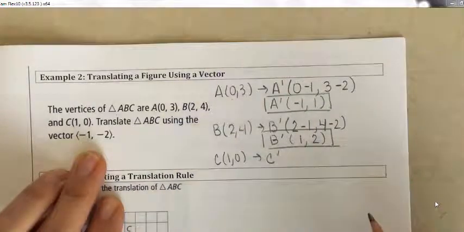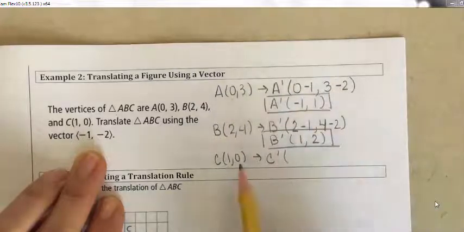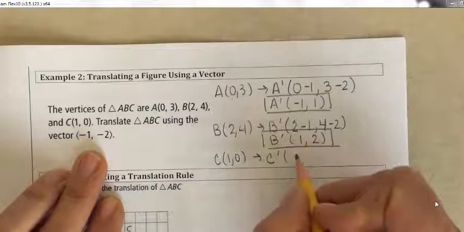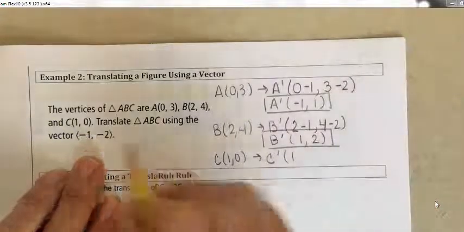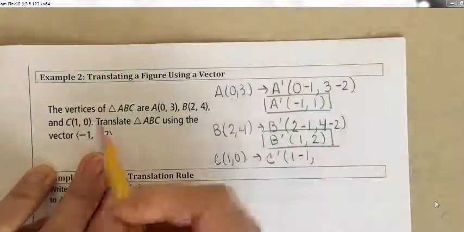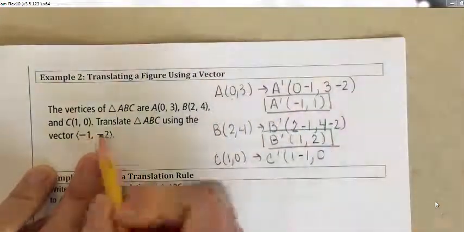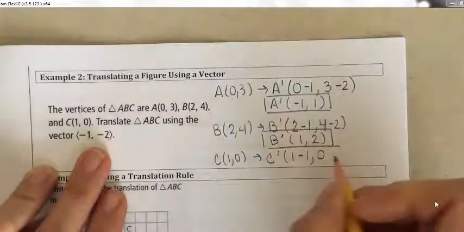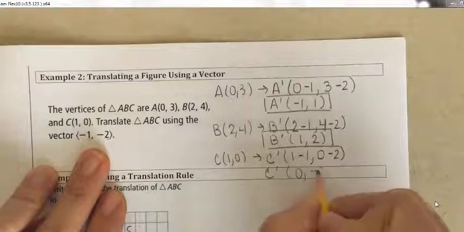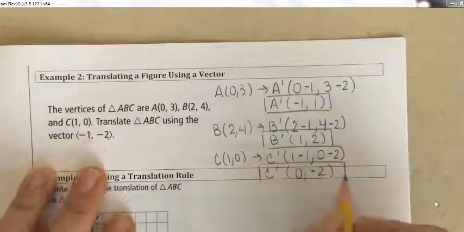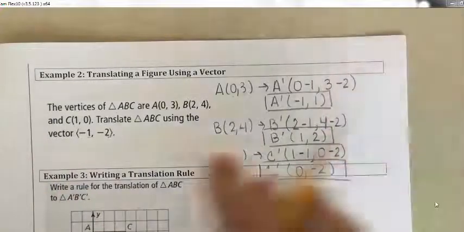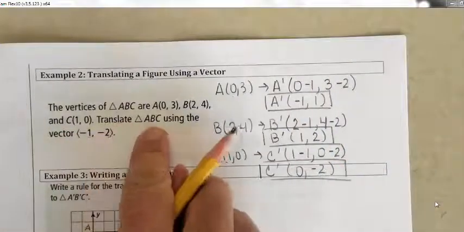So then C prime, and you don't necessarily have to write this all out. You could do a lot of this in your head. But I'm going to go ahead and take 1 and move it horizontally left 1 or subtract 1 from it. And then I'll also take 0 and move it down 2 or subtract 2 from it. So C prime is 0, -2. And you have your coordinates. So these would be the 3 vertices of the translated triangle ABC.